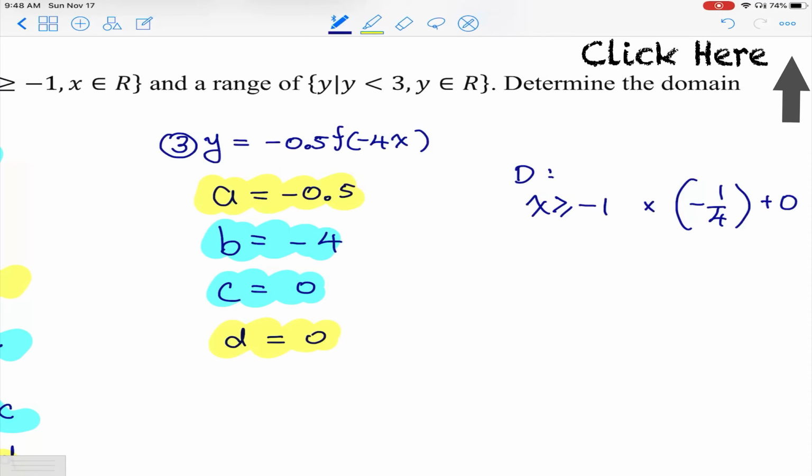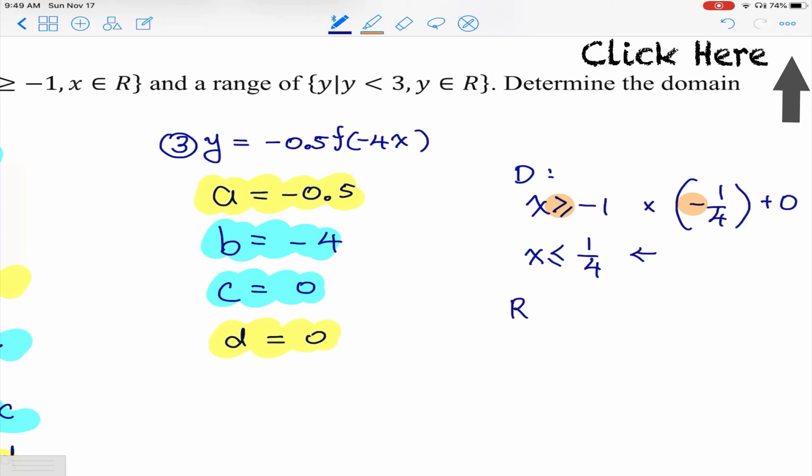Something you have to be very careful of, which I will highlight in brown, is that when you multiply a negative number to the inequality, it always opens up its mouth direction to the opposite. So that gives me that it opens towards the right instead of the left, and x stays the same. The -1 times -1 over 4 gives me just 1 over 4, and there's no addition because it's +0. So this is now your new domain's restriction.